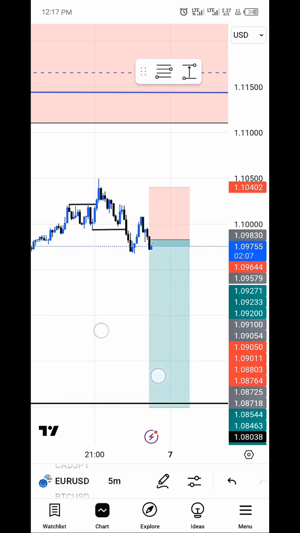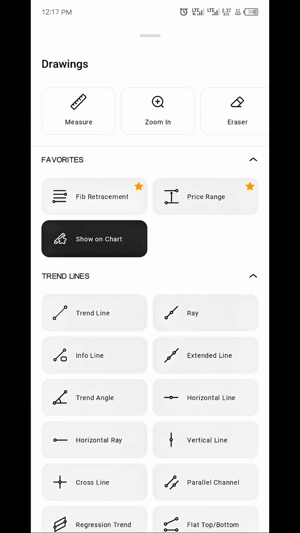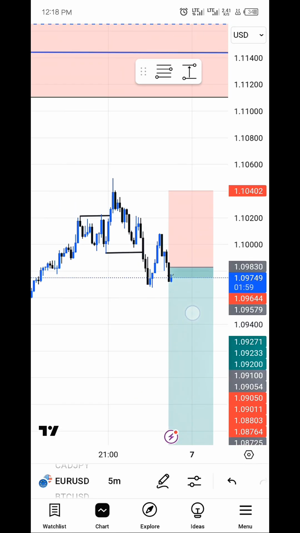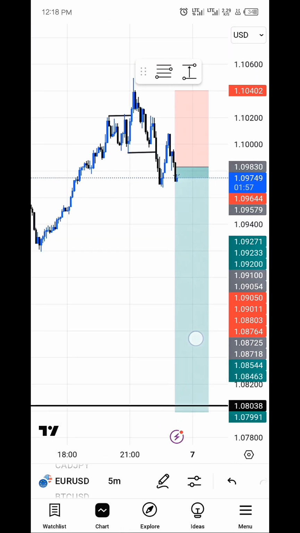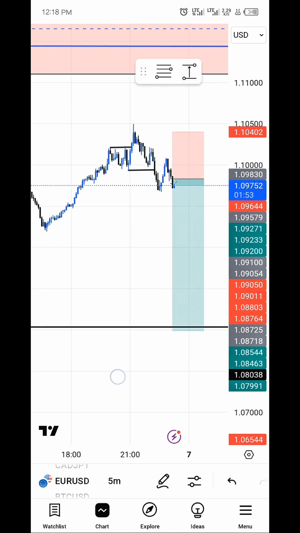I would be planning to execute this trade like a 1 to 2, risking 1 to gain 2, which is enough, guys, if you're trading a good strategy like mine. So I'll be updating you by the end of the day on this trade.